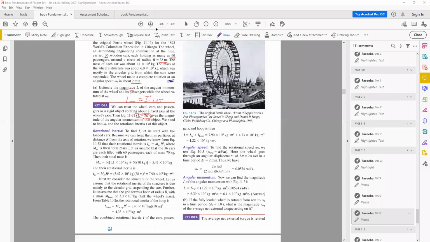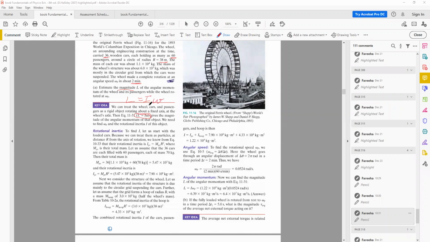Okay, so let's start. I'm going to share the problem here. We have discussed in detail the shape of this structure, which is a hoop. We have discussed that the formula we will be using is the angular momentum is equal to the moment of inertia multiplied by the angular velocity omega.